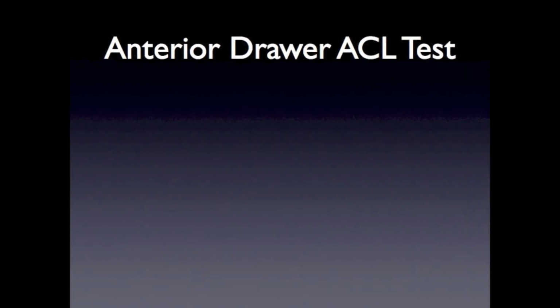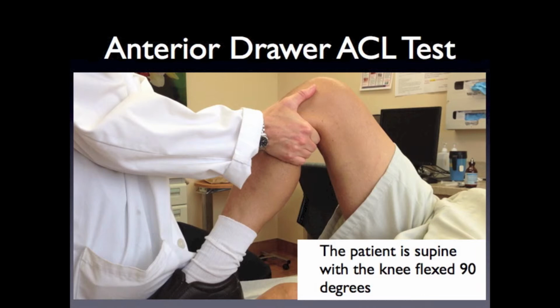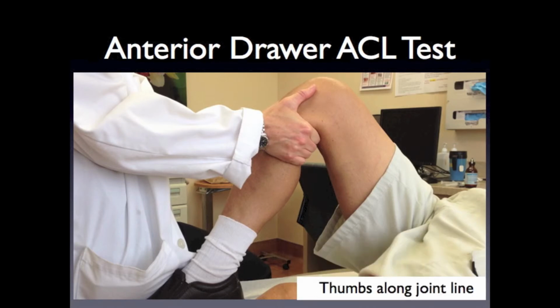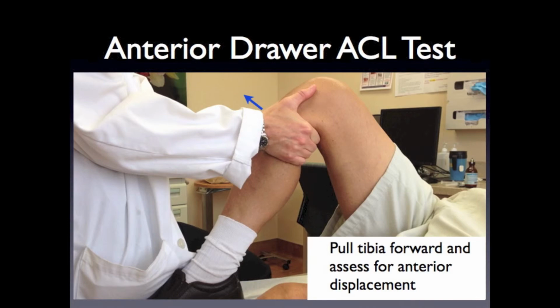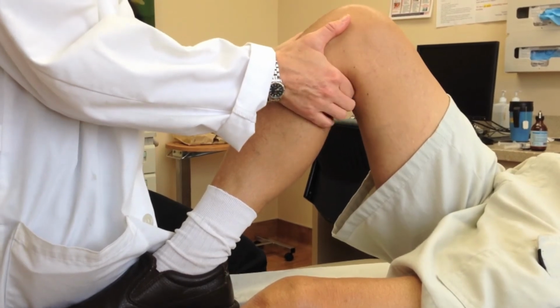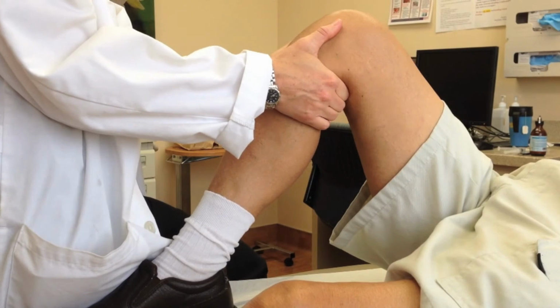While the Lachman is the preferred test, we will now discuss the anterior drawer test. The patient is supine with the knee flexed 90 degrees. Sit on the foot and place the hands behind the proximal tibia. Place the thumbs along the joint line both medially and laterally. Pull the tibia forward and assess for anterior displacement of the tibia compared to the femur. The knee flexed at 90 degrees and the thumbs over the joint line, pull the proximal tibia forward and assess for an endpoint.